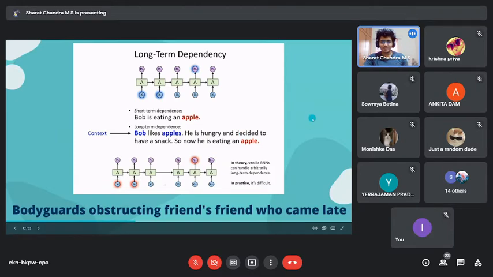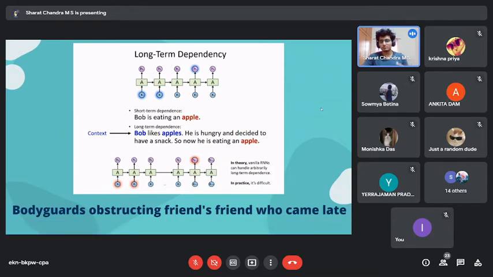That is why we came to long-term and short-term dependency. This is again a different problem. Now, if you see in this, Bob is eating an apple. So Bob and apple are very well maintained together by the neural network. But if the sequence is elongated, it starts to lose the context because, as I said, the memory is very less. So Bob likes apples. He's hungry and decided to have a snack. So now he's eating an apple. So he should be eating a snack, not an apple. That is the problem here.